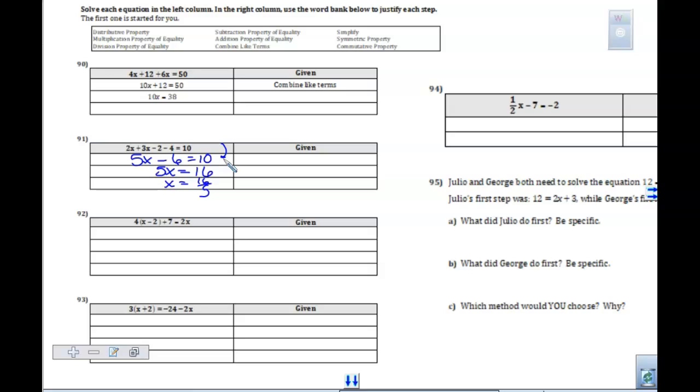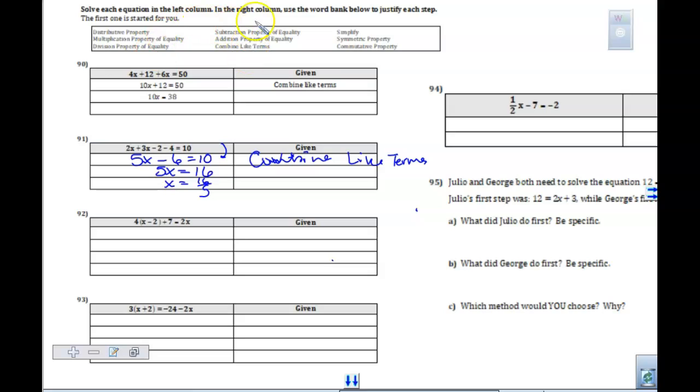Combining like terms. Yeah, so if I look up here, combine like terms. It's not letting me write on the board, so I'll write it on here. So you should have had combine like terms if I'm looking at that, okay? Hayden, what's our next step that we did to get from 5x minus 6 equals 10 to 5x equals 16? Simplify. How did you simplify? Like, what happened to that minus 6? You added it to 10.